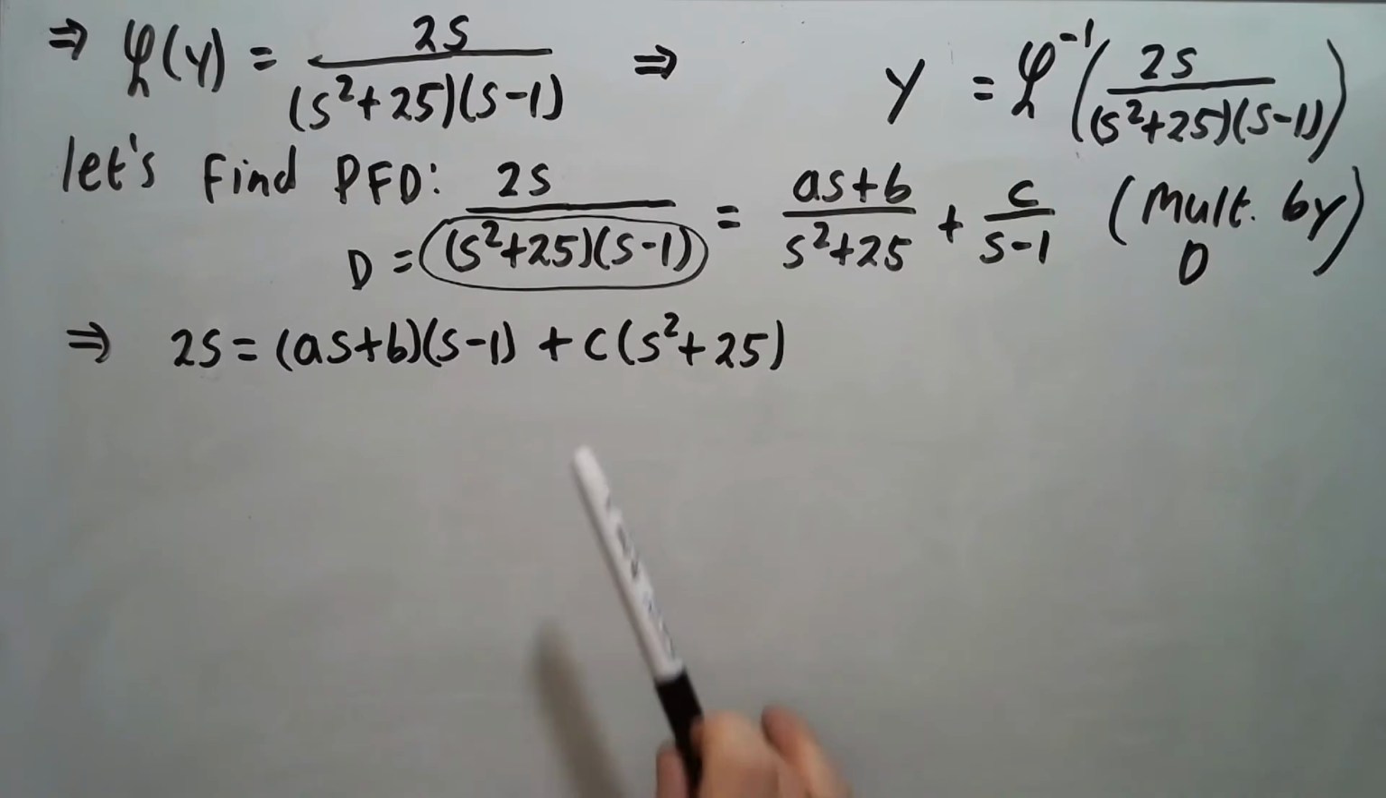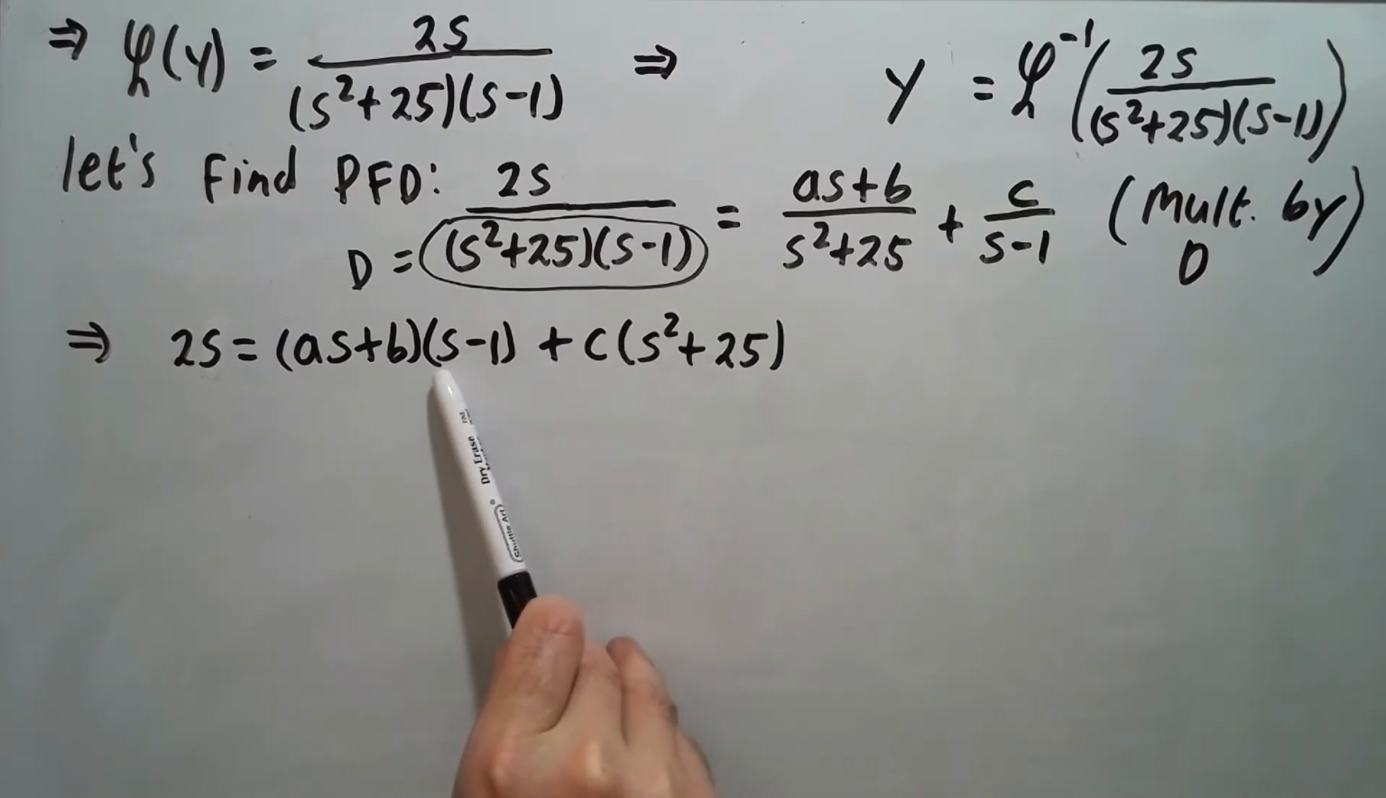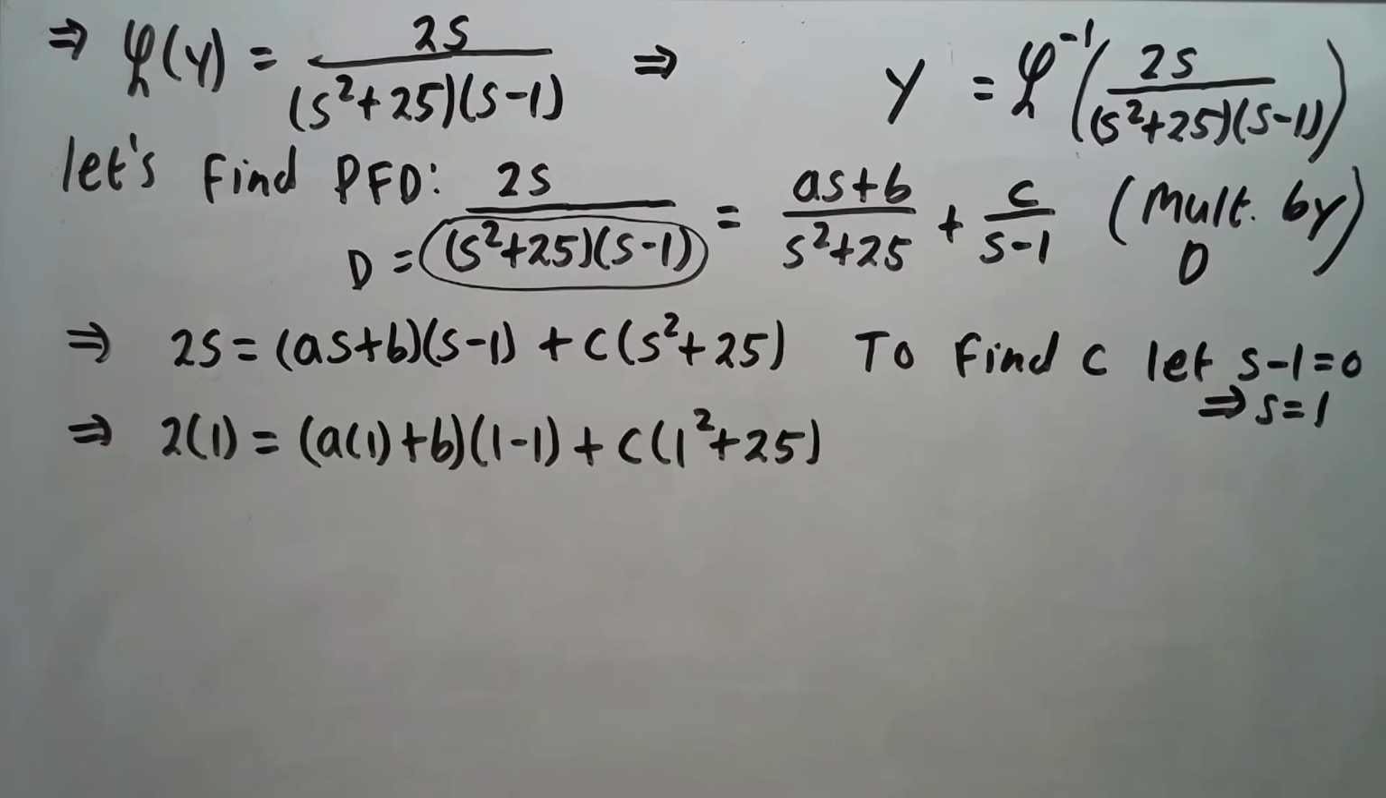So for example, to find c, I could choose s to be 1 here. That would make that term disappear, and I could find c that way. Let me write that here. Okay, so to find c, we're going to let s minus 1 equal 0. So that means s is 1. So put 1 in place of s everywhere. We have 2 times 1, a times 1 plus b, 1 minus 1 plus c times 1 squared plus 25.